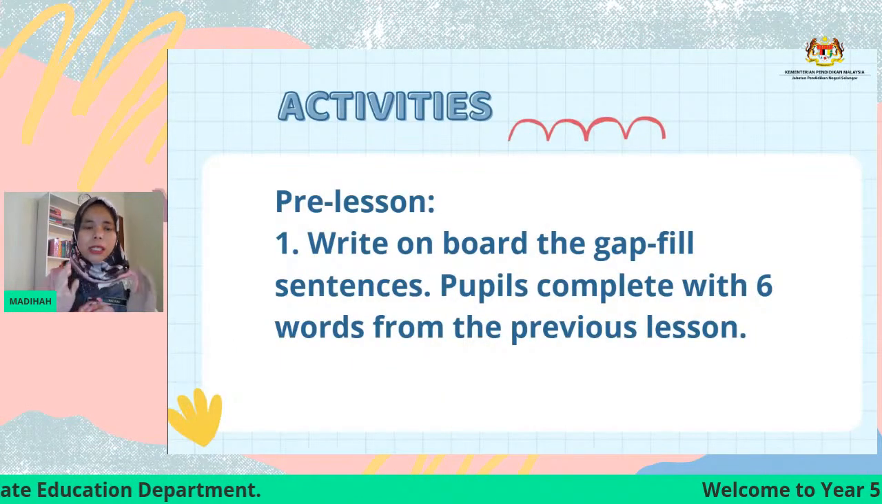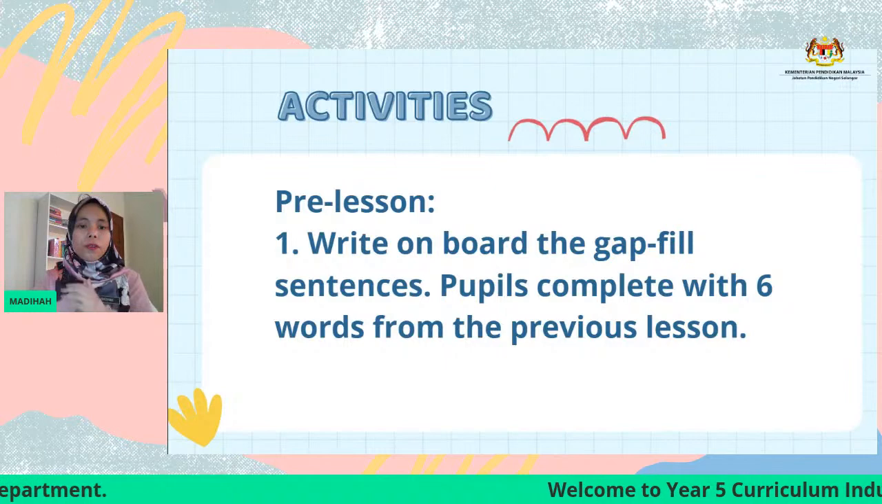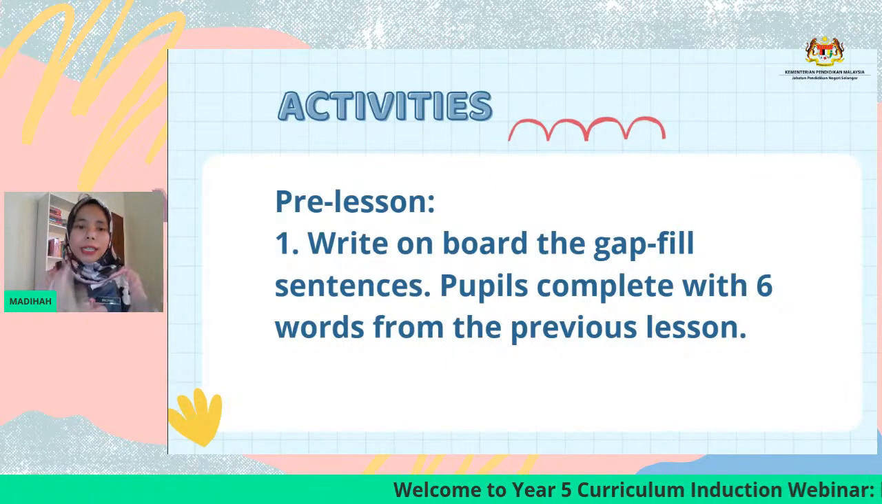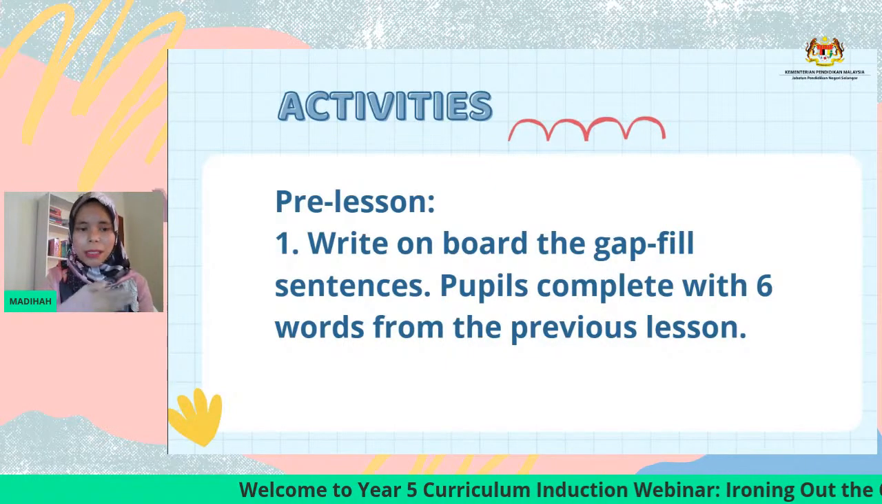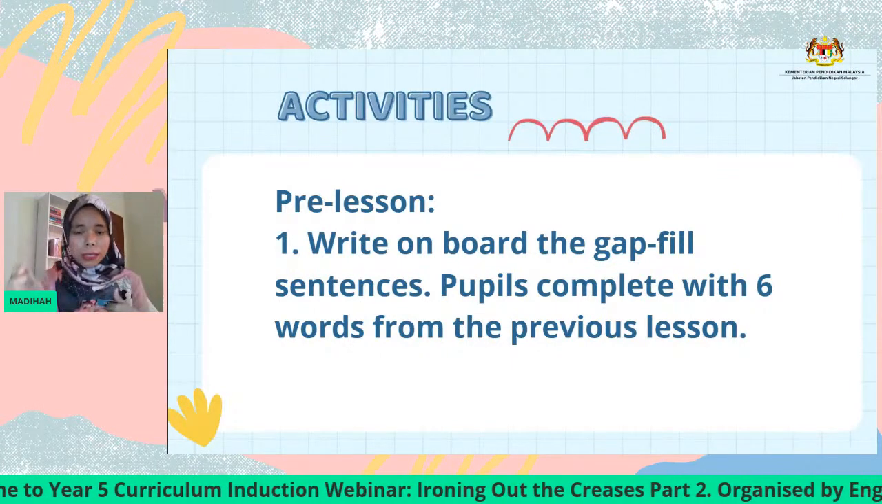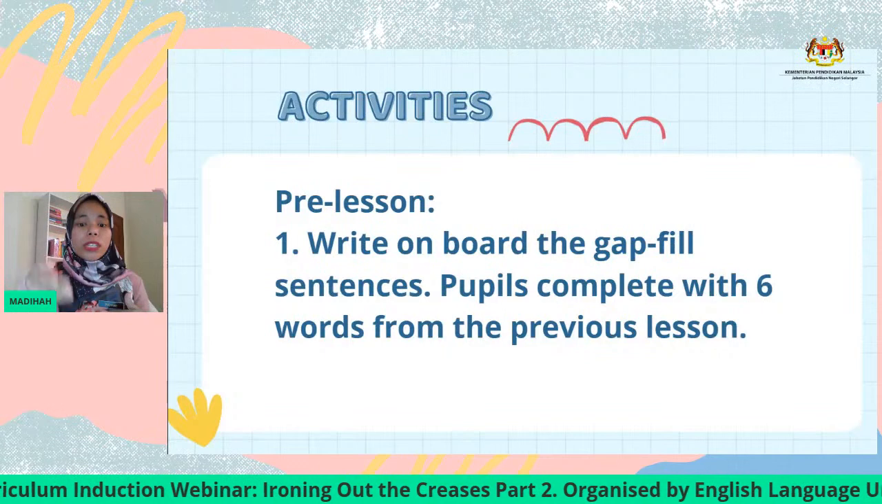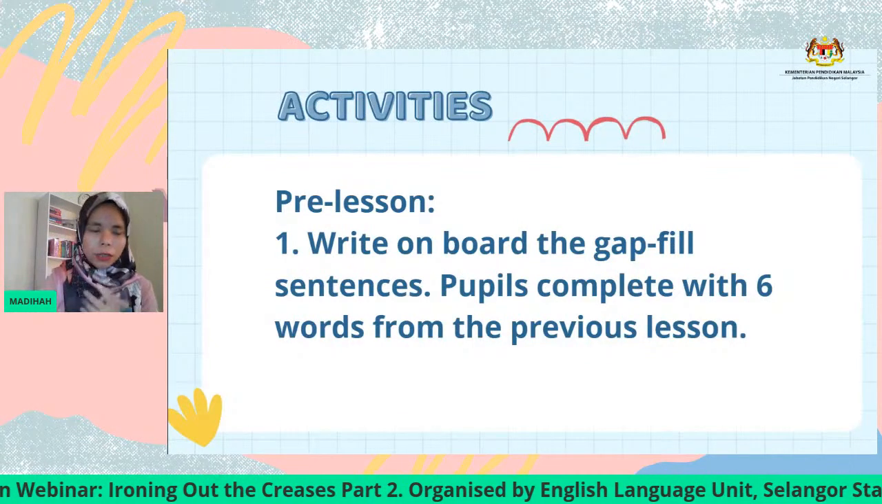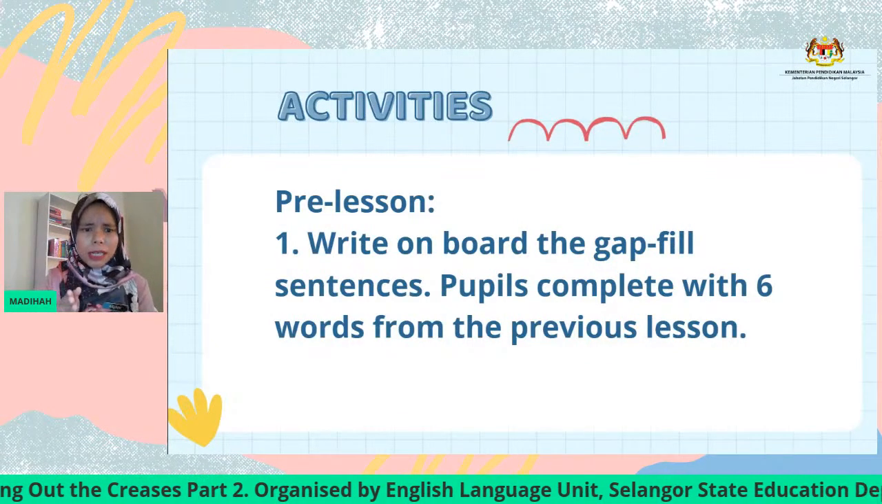Yes, so this is the one we have adapted. For pre-lesson, we decided to choose the same pre-lesson as suggested in the SOW, where the students will write on the board gap-filled sentences and they will complete them with 6 words from the previous lessons learned during reading skills. Can we move on to the next slide so that we can see it clearly?